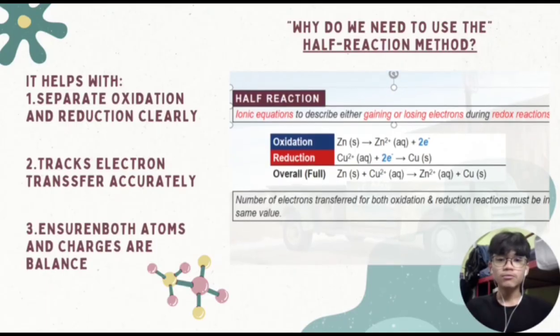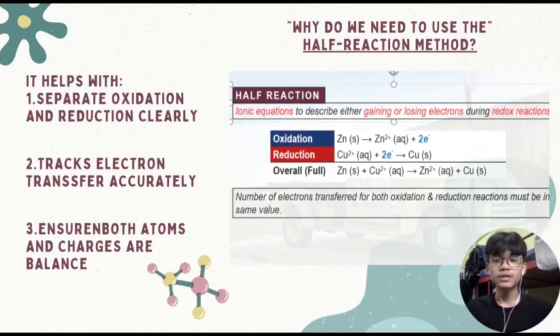Secondly, why do we need to use the half-reaction method? First, it helps us separate oxidation and reduction clearly. Second, it tracks electron transfer accurately. The last one, it ensures both atoms and charge are balanced.